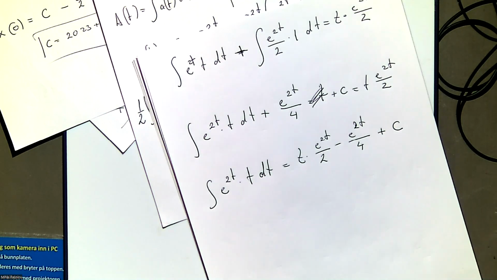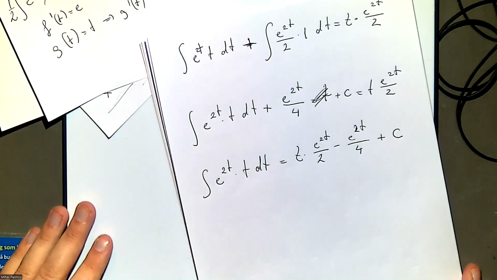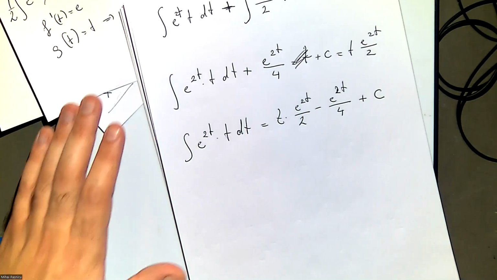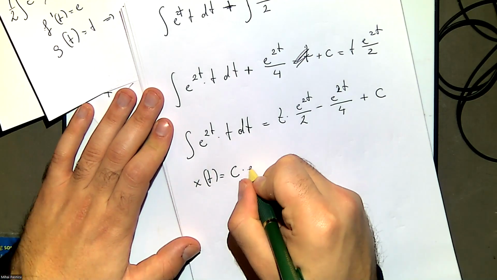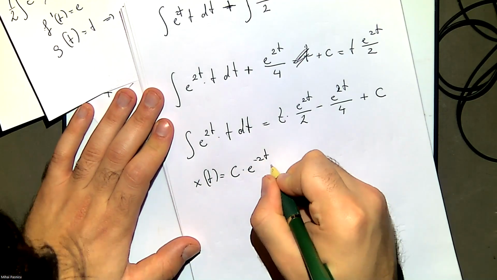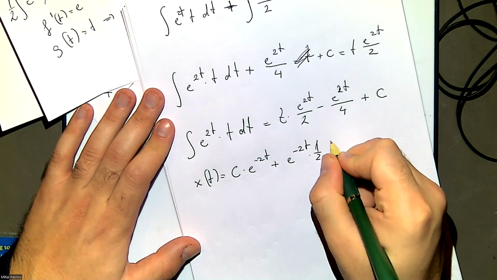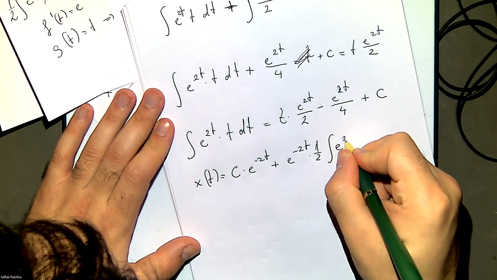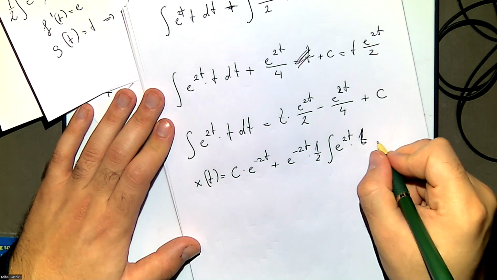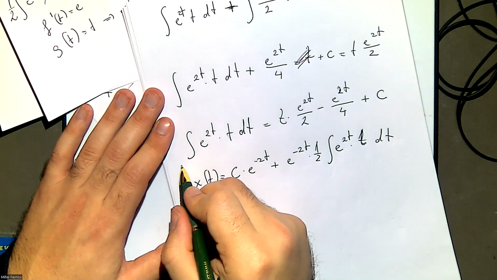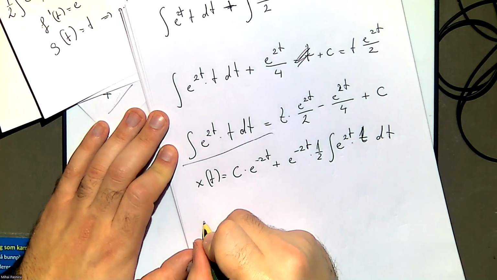All right. So now that I solved this, we're going back to my formula, which is x(t) is equal to c e^(-2t) plus e^(-2t) times a half times this integral, e^(2t) t dt, which I've just computed up top. So I'm just going to replace, and I am officially done.